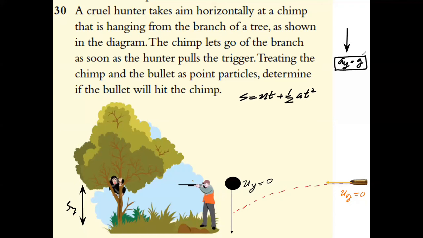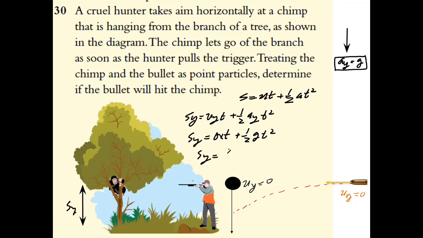So let's write down the y component for the monkey. Sy equals, initially the monkey is at rest, so 0 times t plus 1/2 gt squared. So Sy equals 1/2 gt squared. So in time t, the monkey will fall a vertical distance Sy equals 1/2 gt squared.